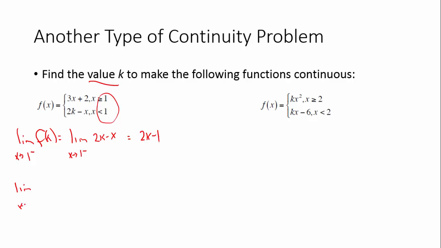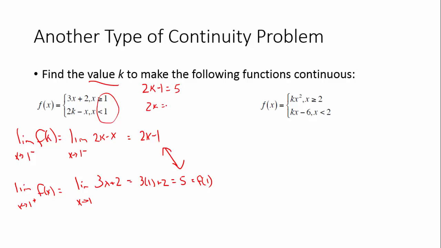Now let's try the limit as x approaches 1 from the right. That's going to be the limit as x approaches 1 of 3x plus 2. And again, if we plug in 1, I get 3 times 1 plus 2, which is 5. Now, by the way, because I have the bar at x greater than or equal to 1, I know that this has also got to be equal to f of 1. In order for this function to be continuous, my left-sided limit and my right-sided limit have to be equal to each other. So I set 2k minus 1 equal to 5, and I solve for k. So when k is 3, this function will be continuous at 1.